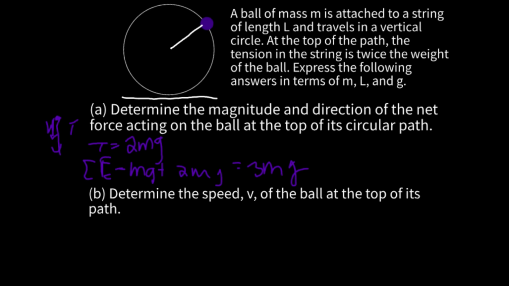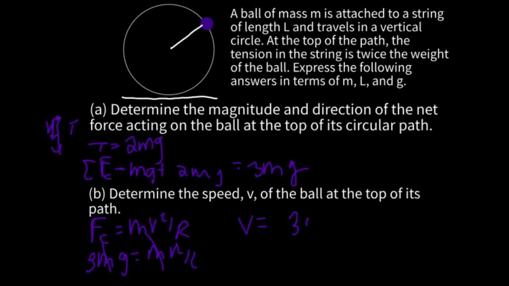Alright, and now we want to determine the speed of the ball at the top of its path. Alright, well, we know force centripetal equals mv squared over r. From part A, we know centripetal force is 3 mg. And our radius is the length of the string L. Mass cancels on both sides, and you can solve for v with some simple algebra to get the square root of 3gL.